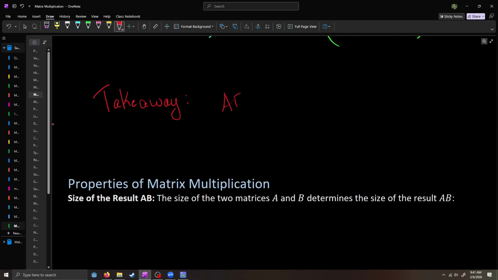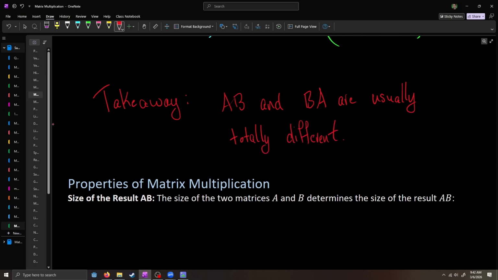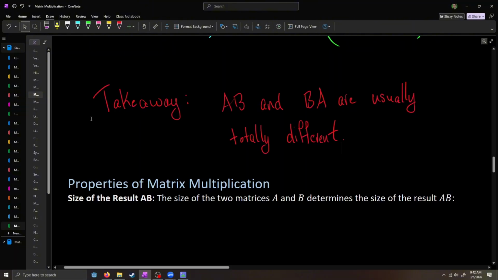A times B and B times A are usually totally different. So we will have to be very sensitive and attentive to the order of the matrices in our products when we're asked to calculate and work with matrix products.